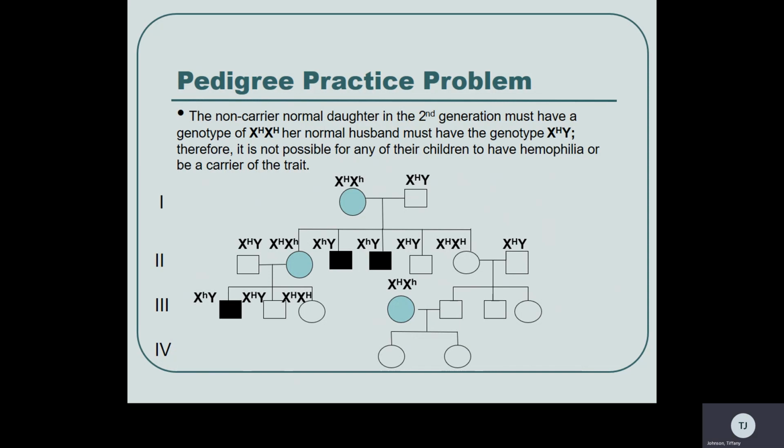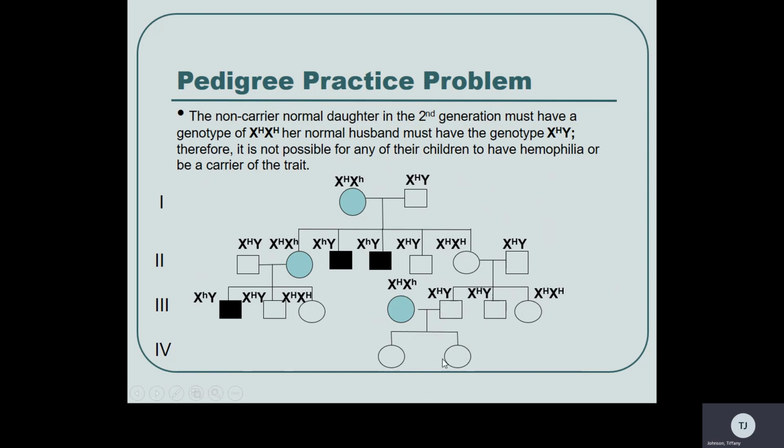This individual right here is an individual that married one of their children, and she just so happened to be a carrier right here. And then this man, the only possibility he could have is X big H, Y, because all his parents have are X big H's. They're all normal. Again, the parents are normal. So all of these children right here are going to be big H's all the way across because the parents are normal. But this kid right here ends up marrying a woman who's a carrier.